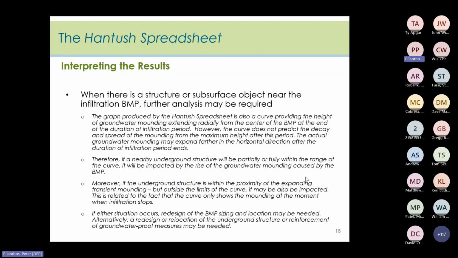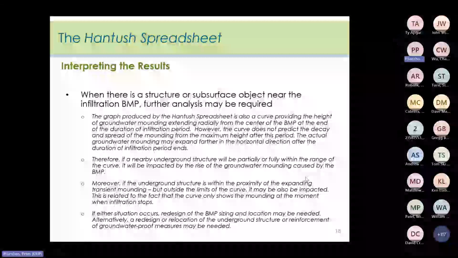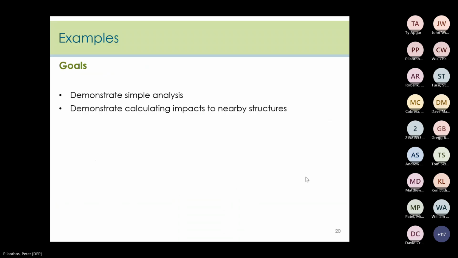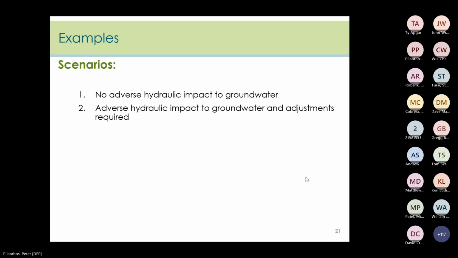Now that we better understand the inputs to the hand-touch spreadsheet and the results it provides, let's go on to some examples that illustrate the method and what to do with the results. The examples presented today are two of the ones included in Chapter 13 and are arranged from simplest to more complex. After a straightforward example, we will look at an analysis that shows infiltration will be at a slower rate than the design saturated soil hydraulic conductivity and what changes need to be made because we encounter an impact. In other words, we will see two different scenarios.